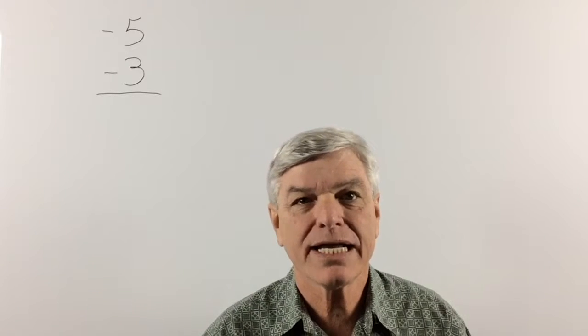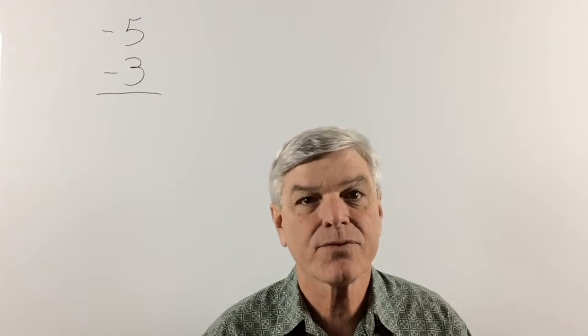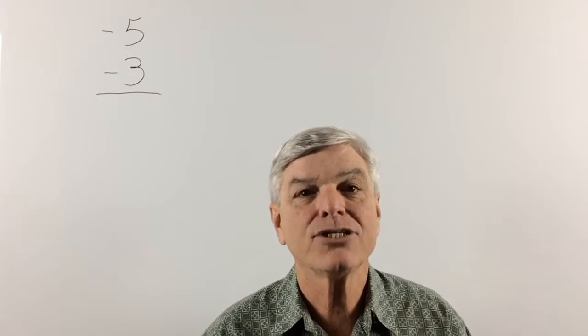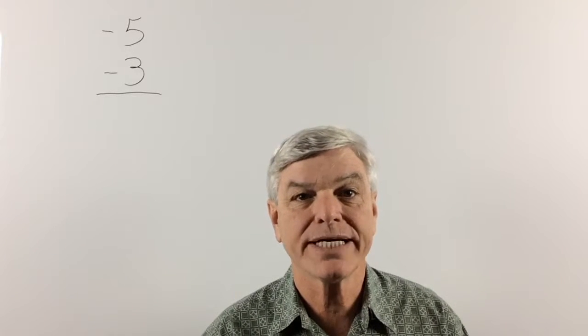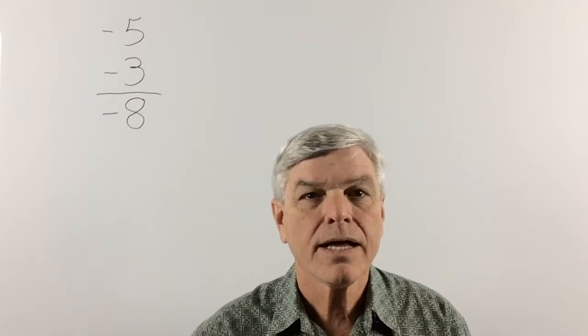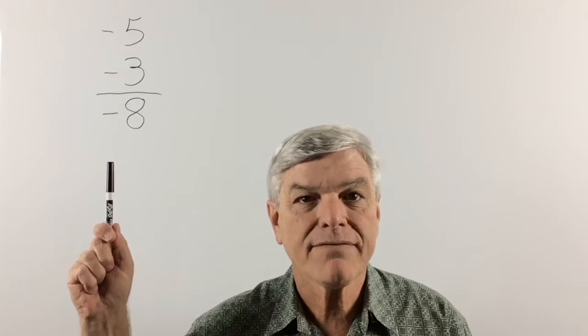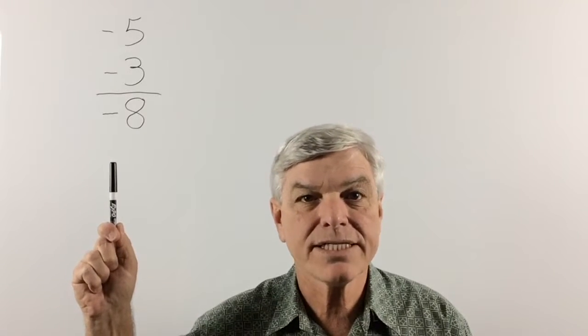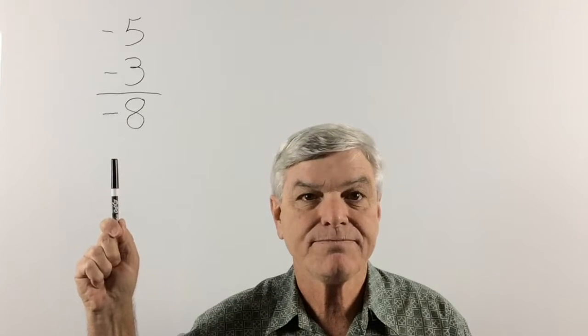Now we're going to add two negative numbers. We're going to add negative 5 and negative 3. And the way you do that is you add 5 plus 3, and the answer is going to be negative 8. That is, negative 5 plus negative 3 is negative 8.